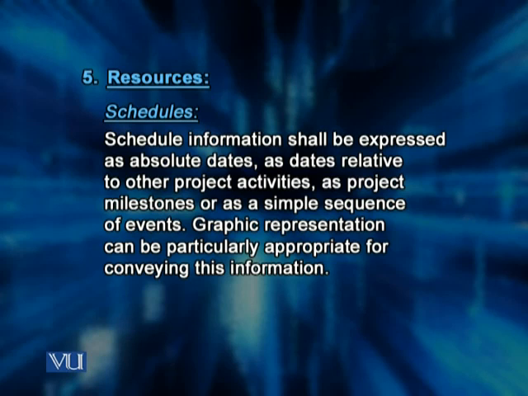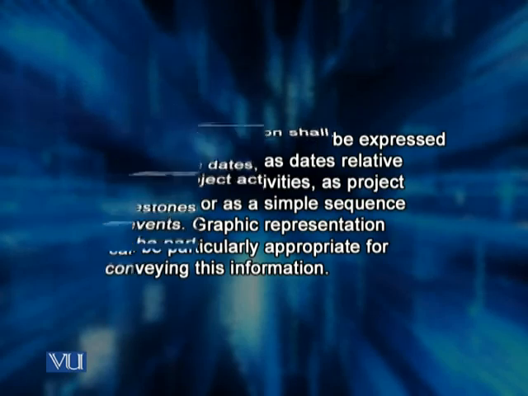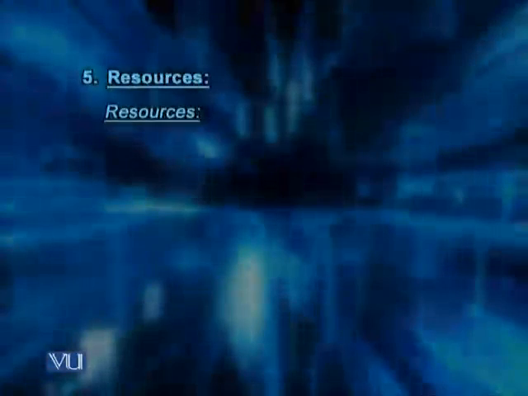The idea is to convey schedules, and we can do that in absolute dates. We can do that in relative dates to specific project activities, like we can say that after 2 days of certain activity happening, or as project milestones, or as just a sequence of events. But the conveying of scheduled information is very important, and that is done in this section of the software configuration management plan. The next subsection under resources is titled Resources.